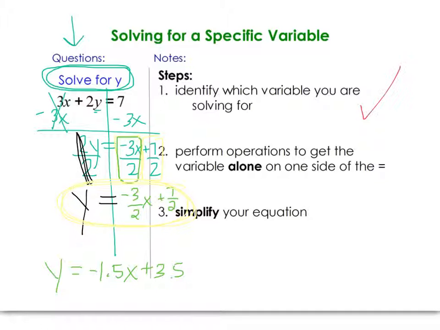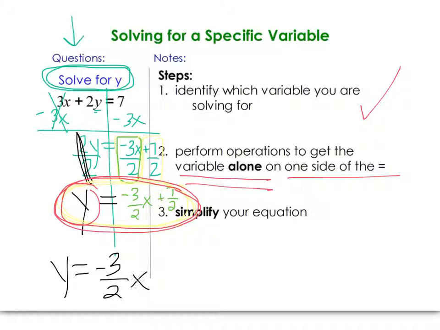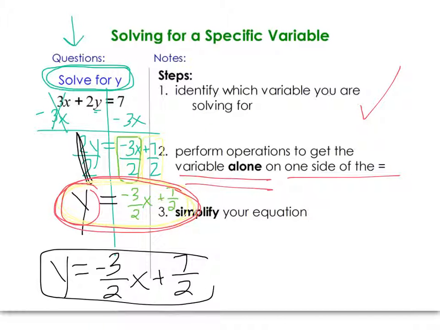So I identified which variable I was solving for. I performed operations to get the variable alone, that y is alone, on one side of the equal sign. And then I simplified my equation. I made sure that each piece was simplified, and I reduced all my fractions, so my final answer, I'll write it nice and neat, is y equals negative 3 over 2 times x plus 7 over 2.